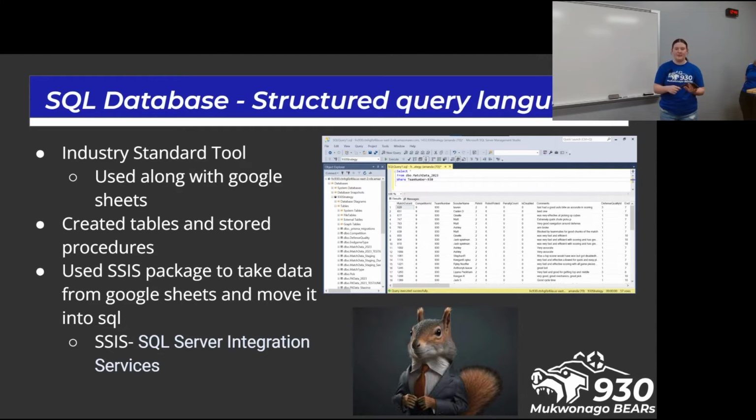So we created tables and things called stored procedures in SQL that matched up with each of our metrics that we had in Google Sheets. And we used a thing called an SSIS package, or SQL Server Integration Services, which is basically like a big train from our first database to our SQL database. That's how we got our data through. It was like a big transportation service.